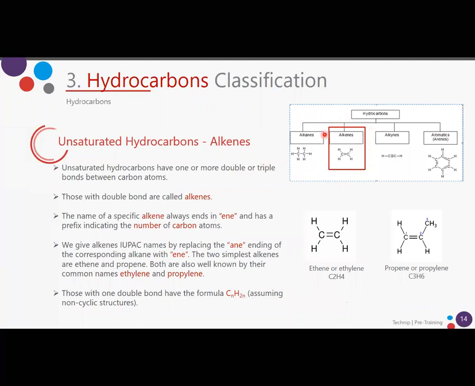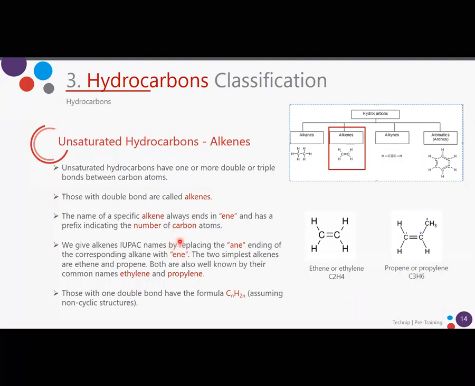We have already seen the alkanes. We will see the alkenes. The alkenes are unsaturated hydrocarbons, having one or more double or triple bonds between carbon atoms. Those with double bonds are called alkenes. The name of a specific alkene always ends in "ene" and has a prefix indicating the number of carbon atoms. The IUPAC replaces the ending with "ene" for these alkenes.